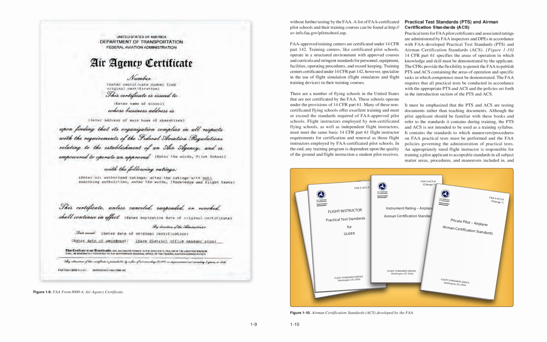FAA ACS-8, Change 1. Flight Instructor Practical Test Standards. Instrument Rating, Airplane. Airman Certification Standards. 4. Glider. FAA ACS-6, Change 1. Private Pilot, Airplane. Airman Certification Standards. Flight Standards Service. Washington, D.C. 20591. Flight Standards Service. Washington, D.C. 20591. Flight Standards Service Washington, D.C. 20591. Figure 110. Airman Certification Standards, ACS, developed by the FAA. 1 to 10.